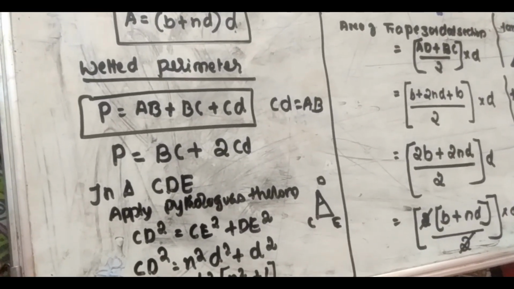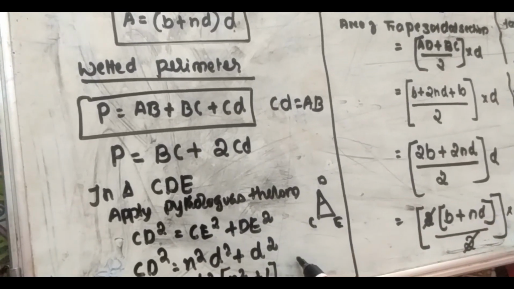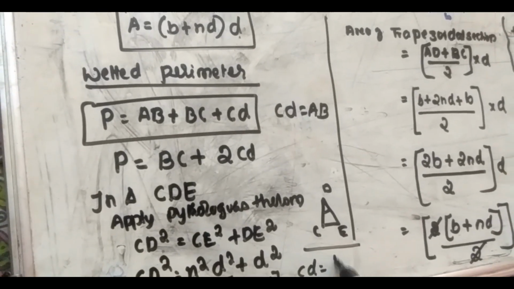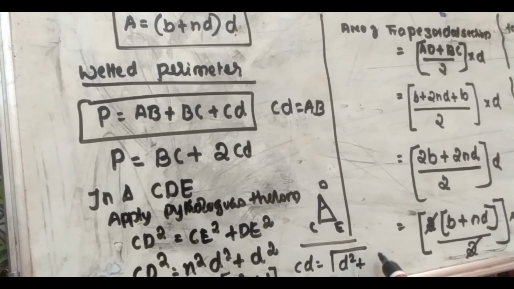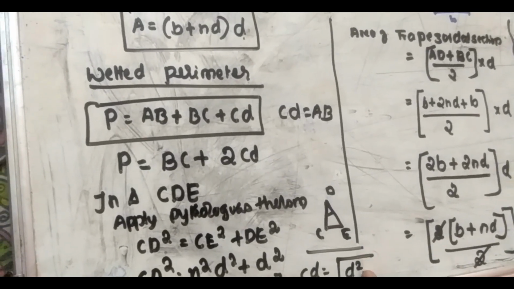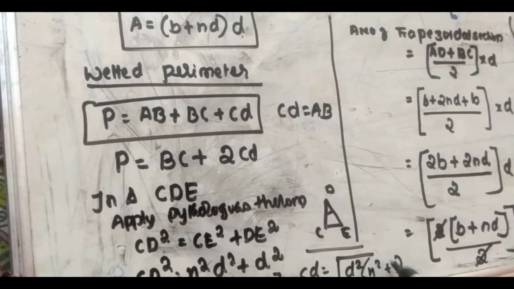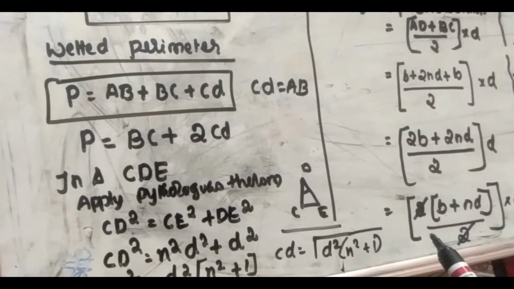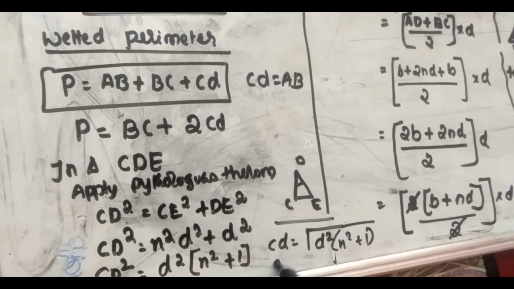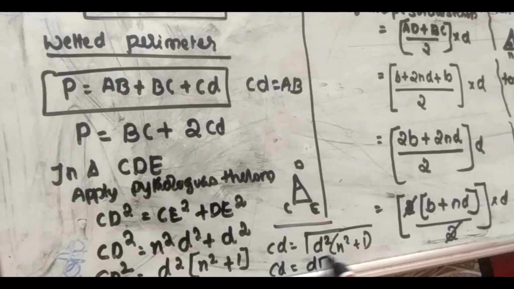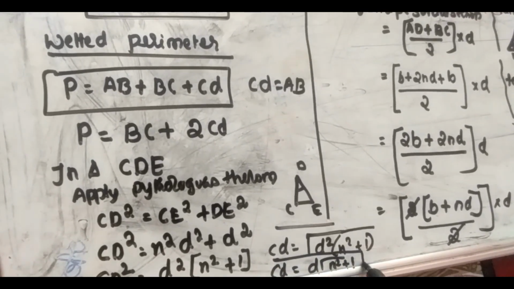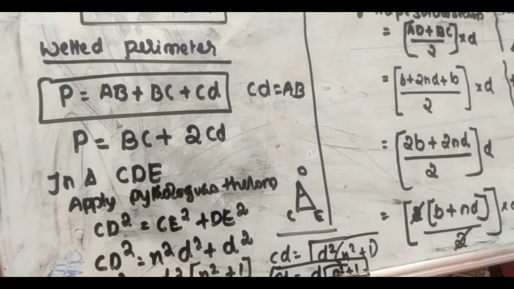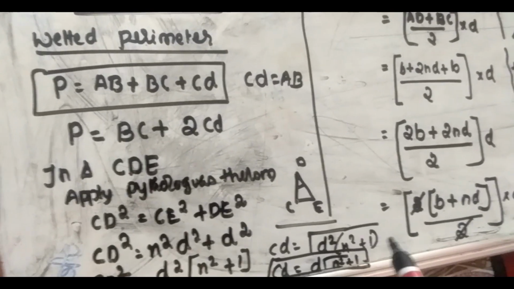So CD square equals D square N square plus 1, right? So CD is equal to the root of D square plus D square N square, that is, root of D square into N square plus 1. So CD is equal to D into root of N square plus 1.